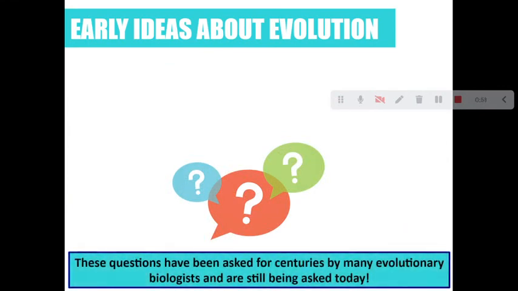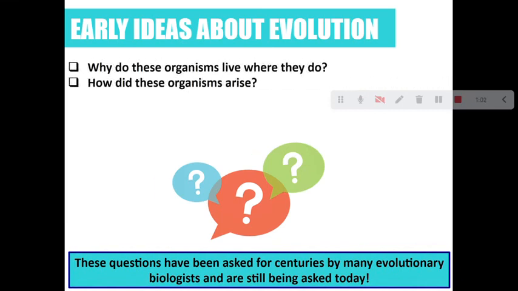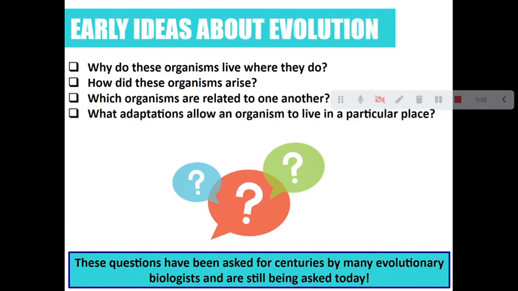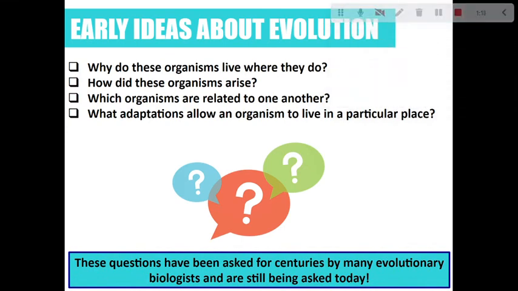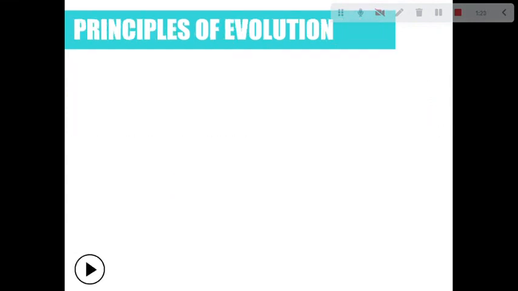Now, these questions have been asked for centuries by many evolutionary biologists, and they are still being asked today. So, why do these organisms live where they do? How did these organisms arise? Which organisms are related to one another? What adaptations allow an organism to live in a particular place? These have been asked for many, many centuries. And how do organisms change over time?